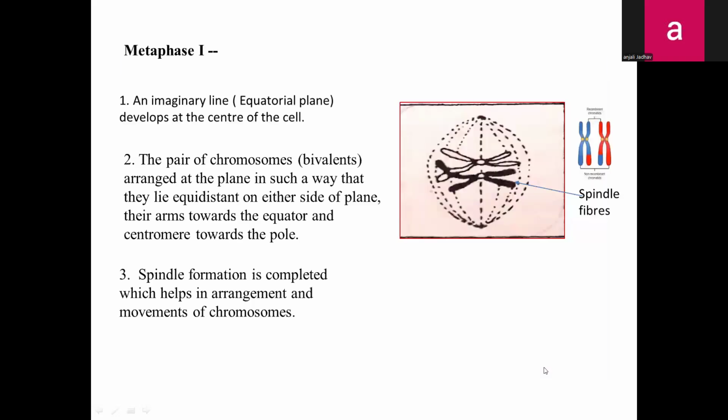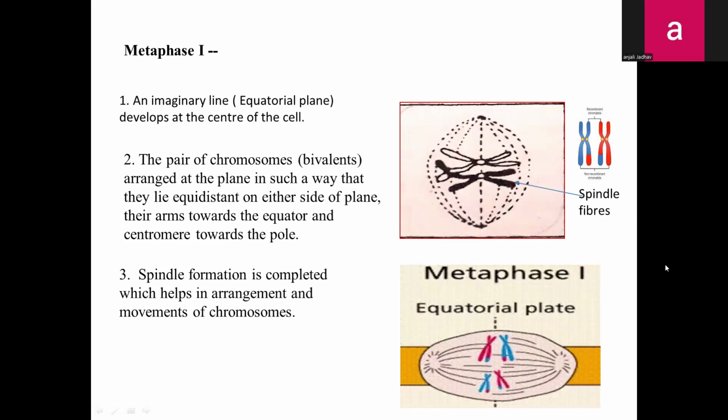Now metaphase 1. An imaginary line, that is equatorial plane, develops at the center of the cell. The pair of chromosomes, that is bivalent, arrange at the plane in such a way that they lie equidistant, right? Equidistant on either side of the plane. Their arms, right, towards the equator, and centromere towards the pole. Spindle fiber formation is completed, which helps in arrangement and movements of chromosomes.